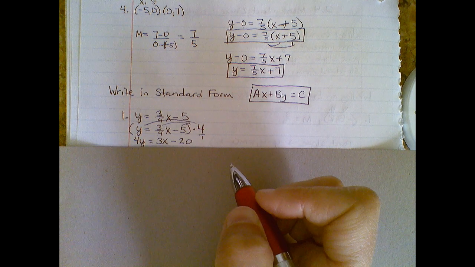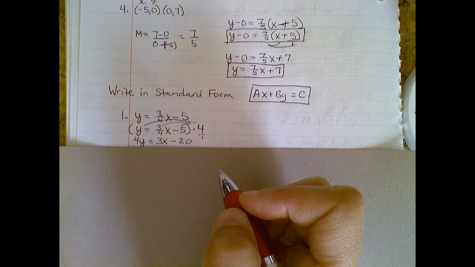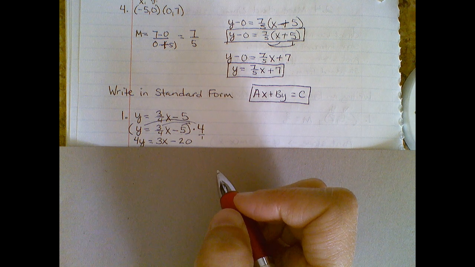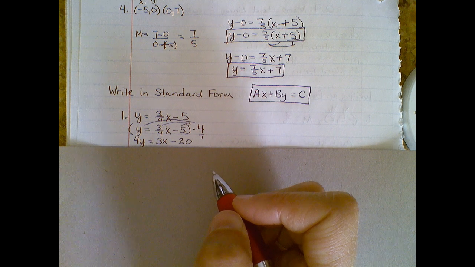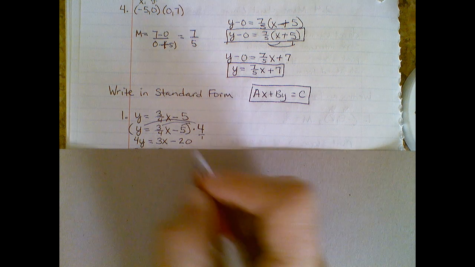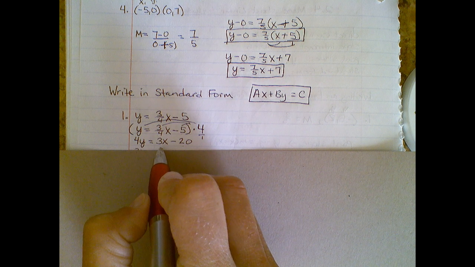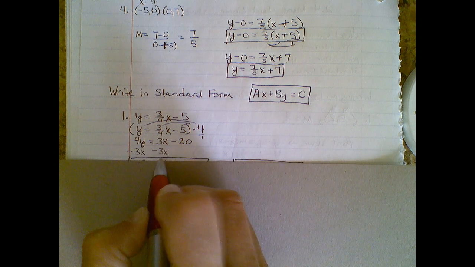Now I have no fractions, so that is good. Then I'm going to keep solving for it. Now standard form is different because the other equations all have the y by itself. Now standard form, they want the x and the y on the same side. So now I'm going to have to move this x over. So it's positive 3x. So I'm going to subtract 3x on both sides.